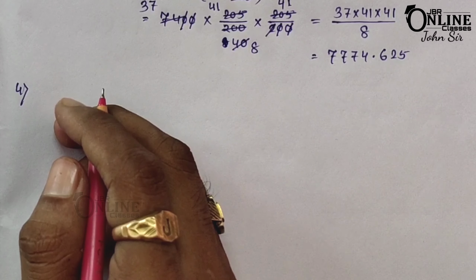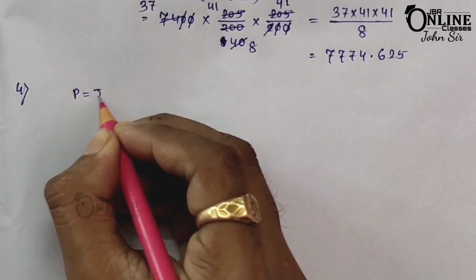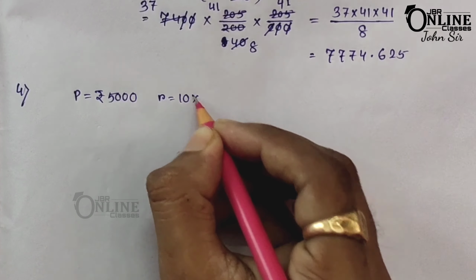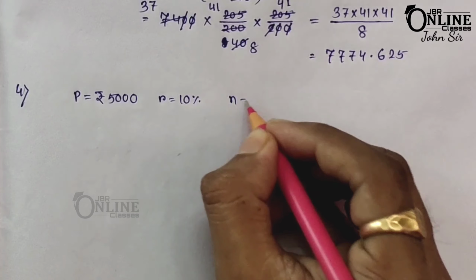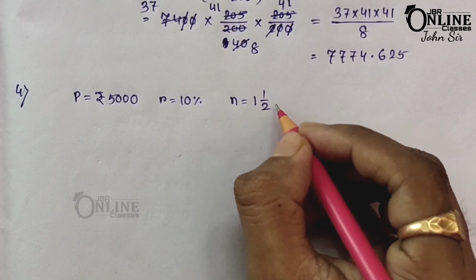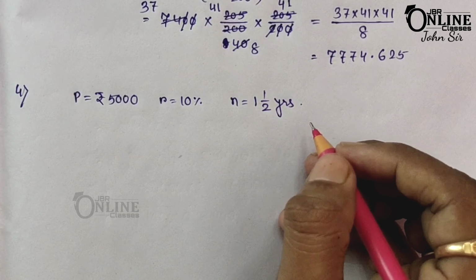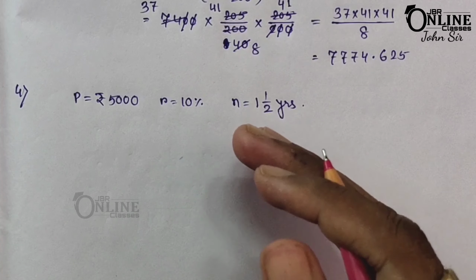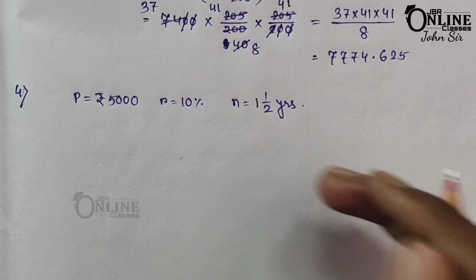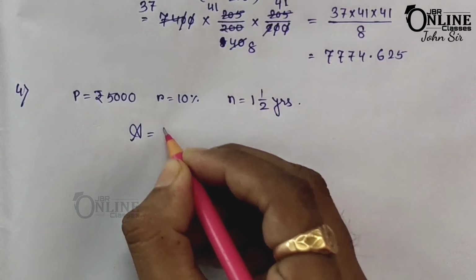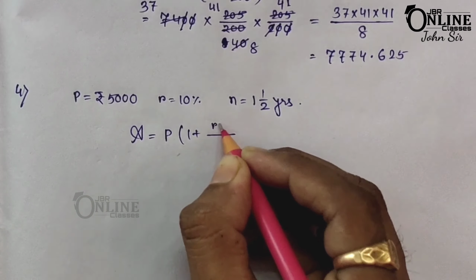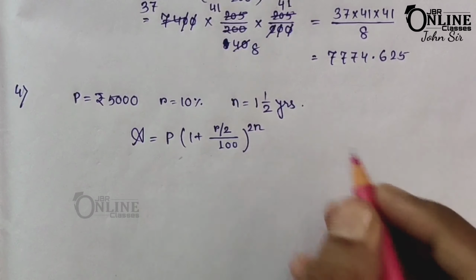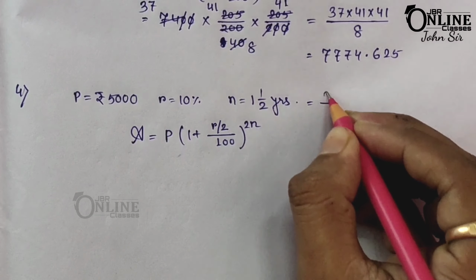Find the amount and the compound interest on rupees, that means here principal equal to 5000, rate equal to 10%, and given time equal to 1 whole 1 by 2 years. Compound interest reckoned semi-annually. Semi-annually means half yearly, so again you have to apply the same formula, amount equals P into 1 plus R by 2 by 100 whole to the power 2n. So here n equal to 3 by 2.